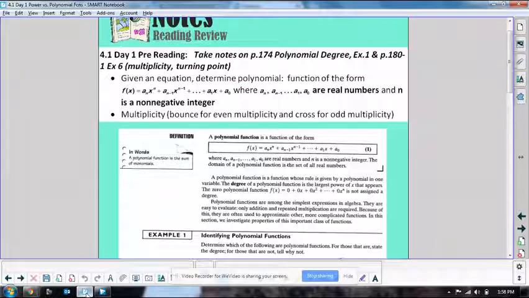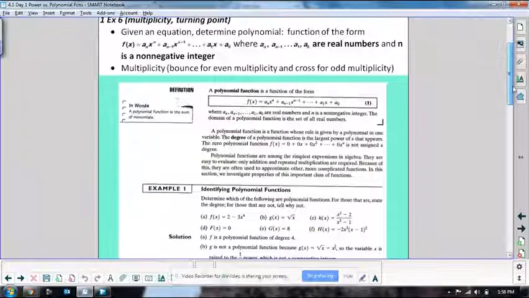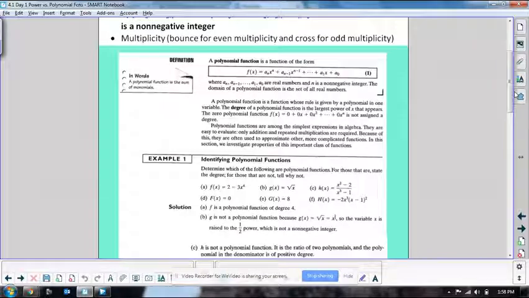All right, let's go ahead and talk a little bit about our new unit. Our new unit is about polynomial functions as well as power functions. And later on, we're going to also talk about rational functions. So from your notes from last night, hopefully you saw that we're talking about polynomial functions.